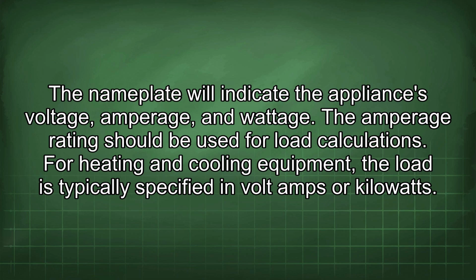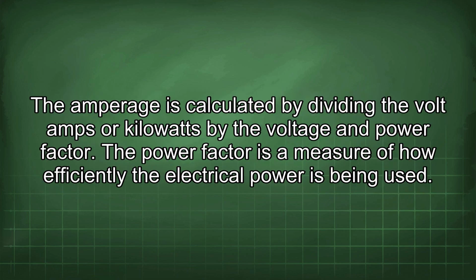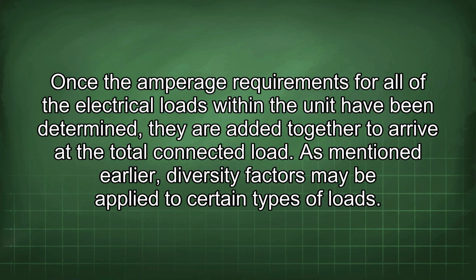For heating and cooling equipment, the load is typically specified in volt amps or kilowatts. The amperage is calculated by dividing the volt amps or kilowatts by the voltage and power factor. The power factor is a measure of how efficiently the electrical power is being used. Once the amperage requirements for all of the electrical loads within the unit have been determined, they are added together to arrive at the total connected load.